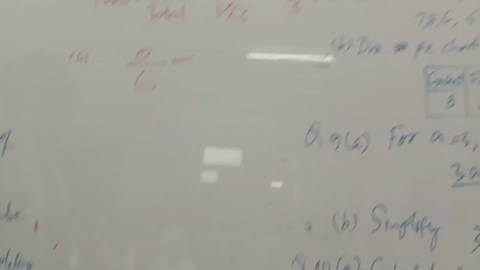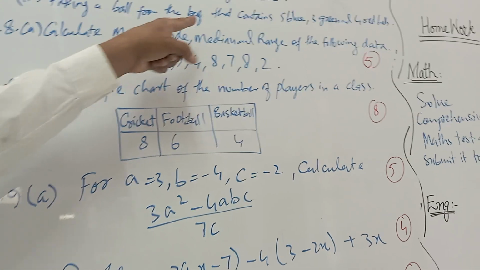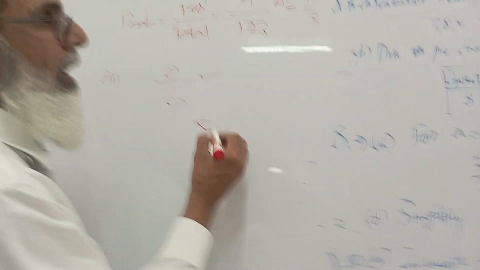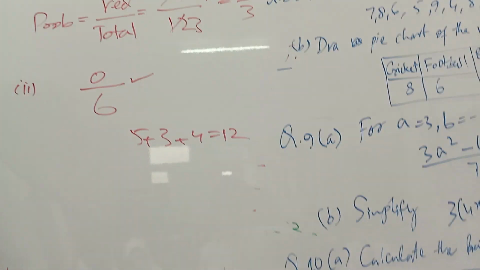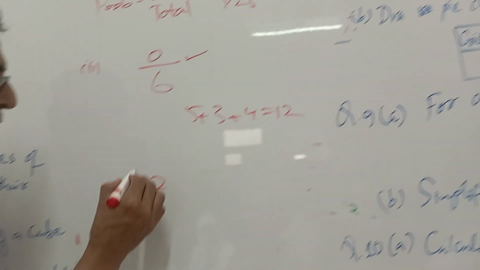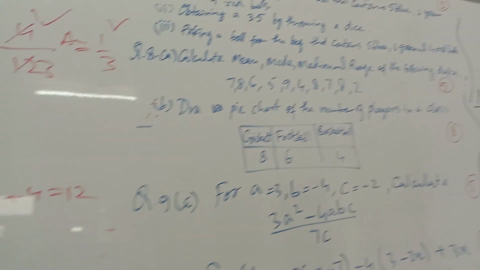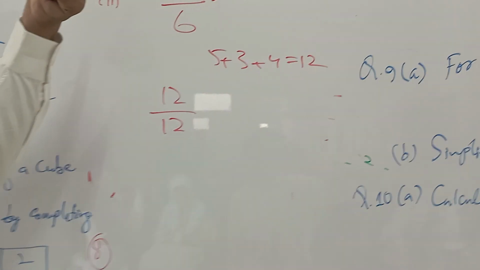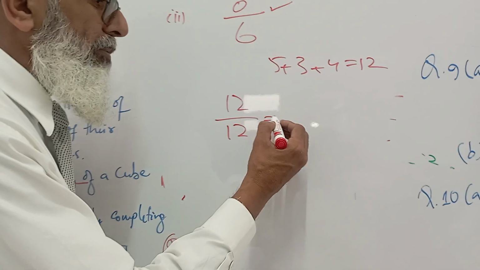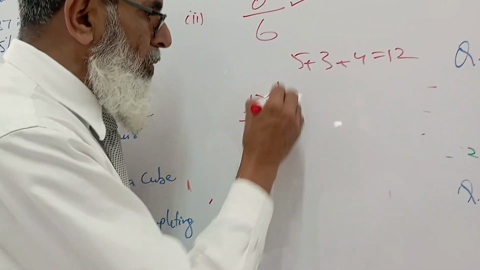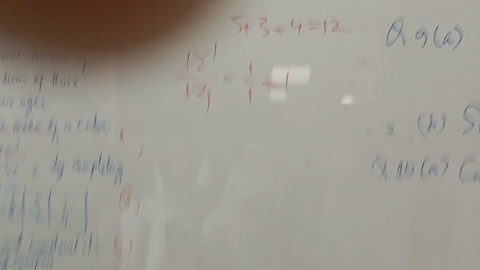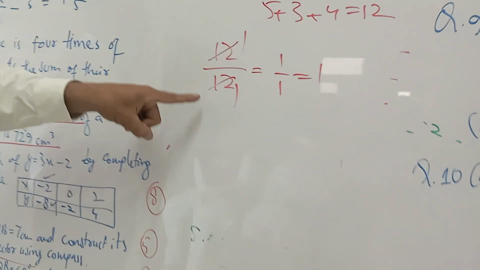Okay. Now the third one says, picking a ball from a bag that contains 5 blue balls, 3 green balls, and 4 red balls. So the total is 5 plus 3 plus 4, which is equal to 12. Out of 12, we are picking a ball. Because all of them are balls, any ball we pick will be a ball. So all 12 are balls. So this is a certain event, which means if you simplify it, it becomes 1 by 1 or 1. So this is the answer of the third one, in which all the possible outcomes are 100% sure.